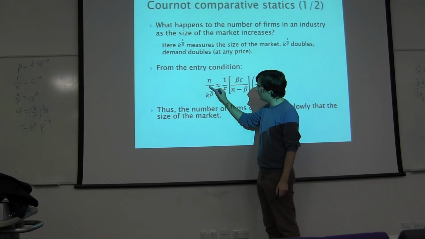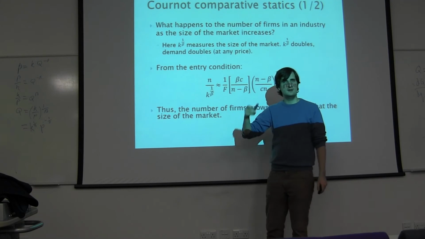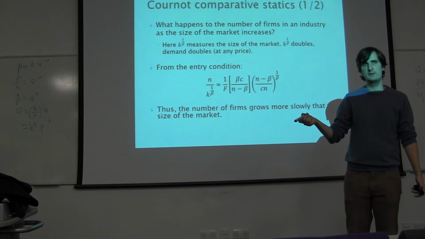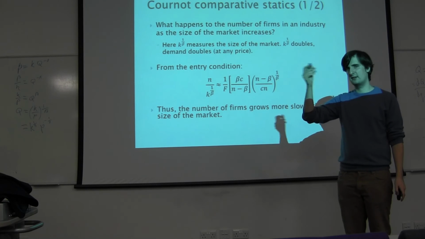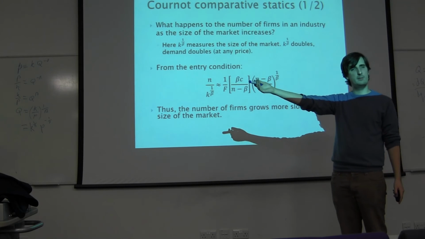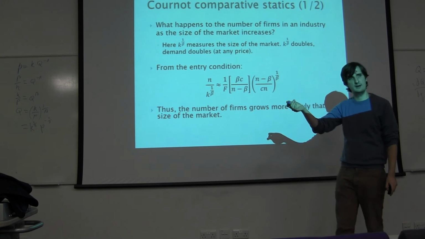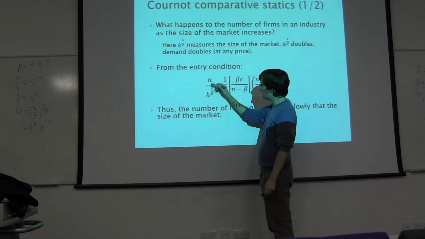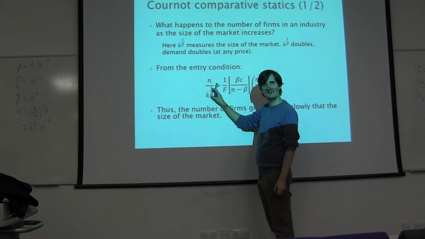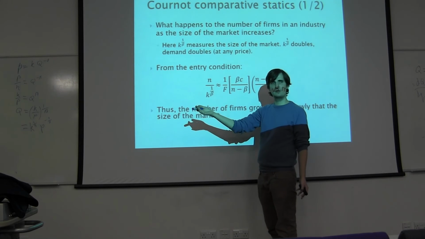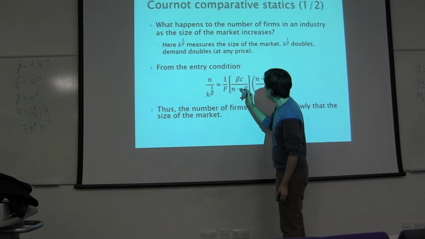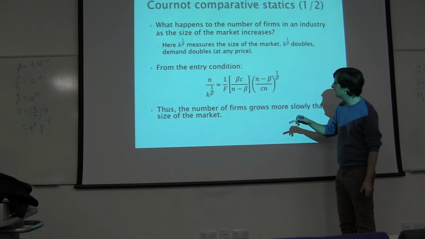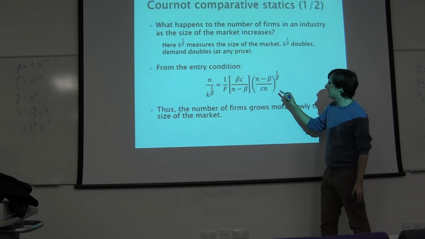So k to 1 over beta is the size of the market. You might expect that the number of firms would grow proportionally to the size of the market. If the market was twice as big, you might think there would be twice as many firms. Well, if that was the case, then this ratio of the number of firms to the size of the market ought to be roughly constant. But what have we got over here? It doesn't look like it's going to be constant.